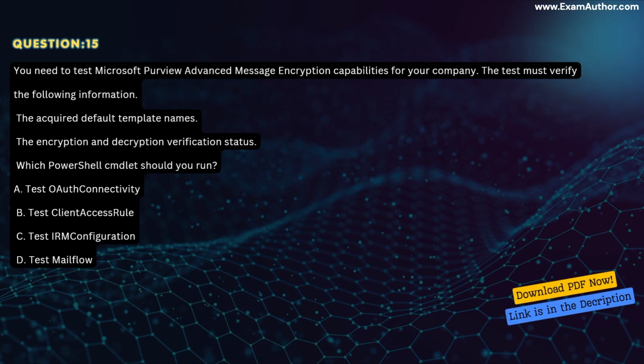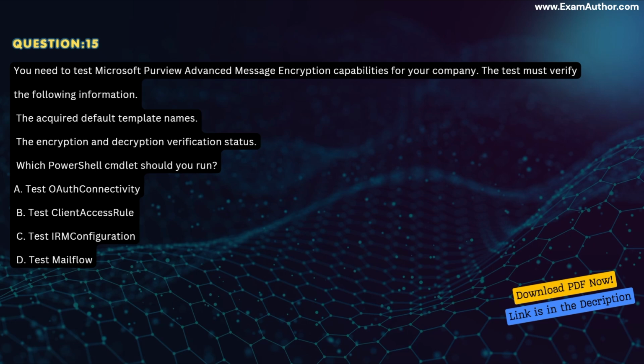Question 15. You need to test Microsoft Purview advanced message encryption capabilities for your company. The test must verify the following information: the acquired default template names, the encryption and decryption verification status. Which PowerShell command should you run?